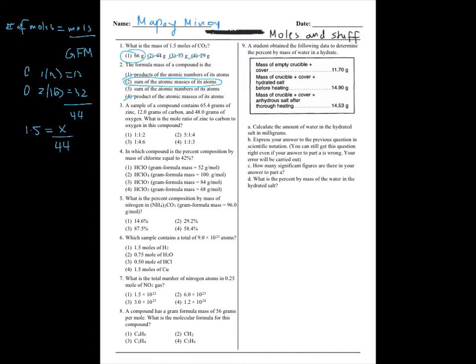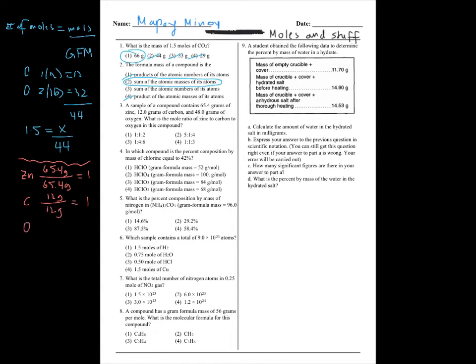Number 3. A sample of a compound contains 65.4 grams of zinc, 12 grams of carbon, and 48 grams of oxygen. What is the mole ratio of zinc to carbon to oxygen in this compound? What it wants you to really do for this question is to look up the atomic masses and figure out how many moles are in each sample of each element. So for zinc, you have 65.4 grams, and each atom of zinc is also 65.4 grams, so this comes out to 1. For carbon, it's 12 grams over 12 grams because there are 12 grams in 1 carbon.